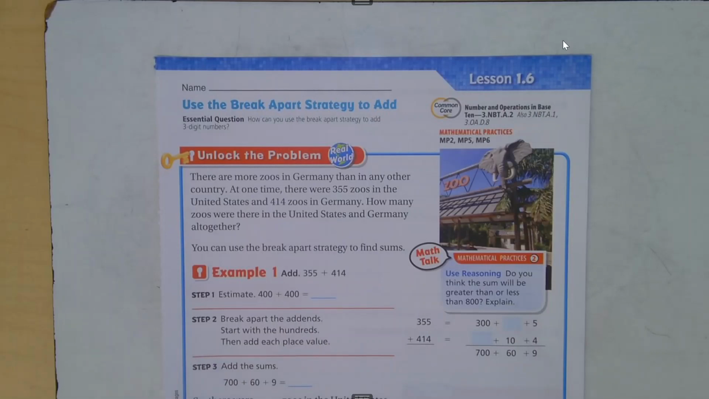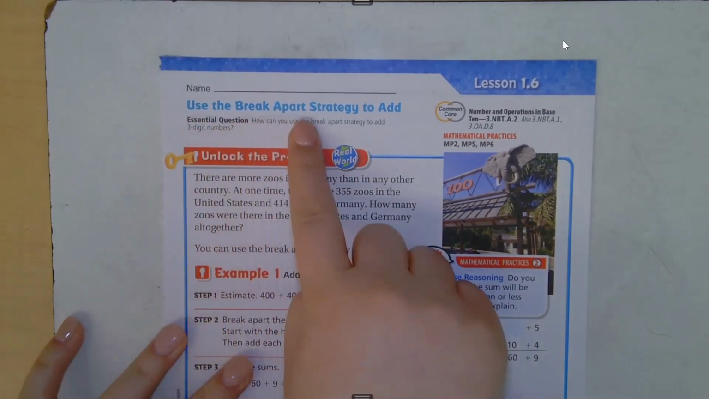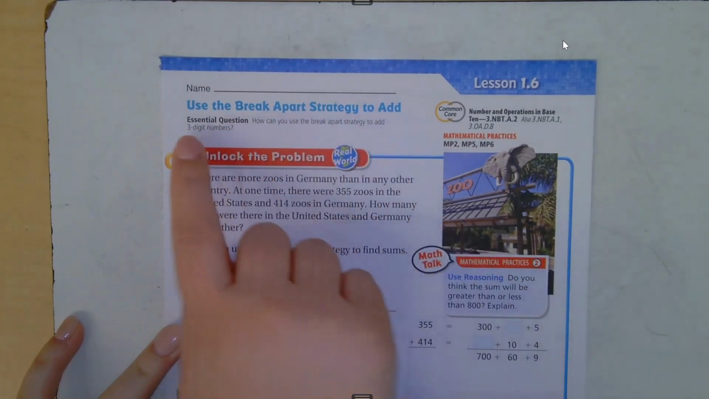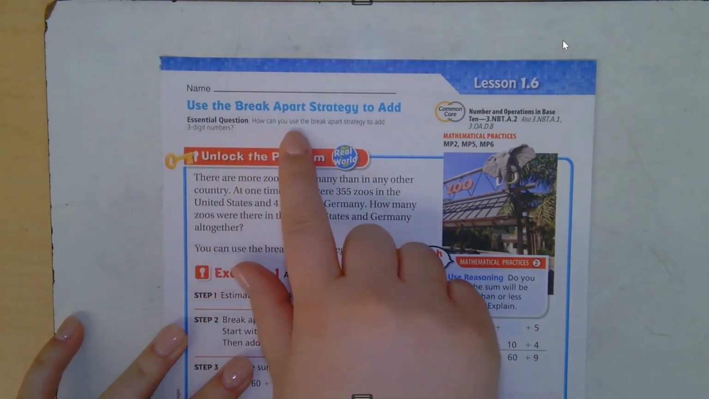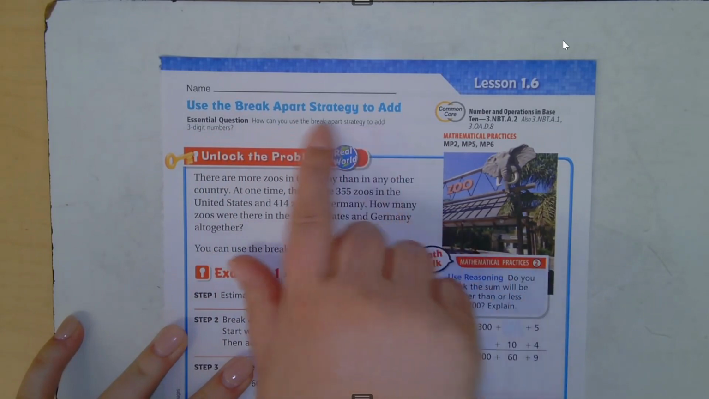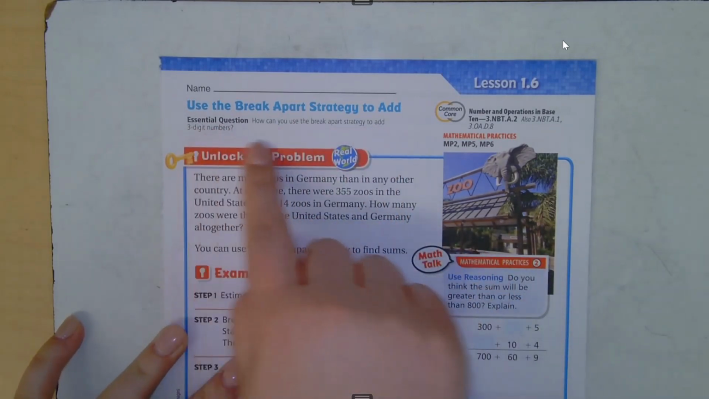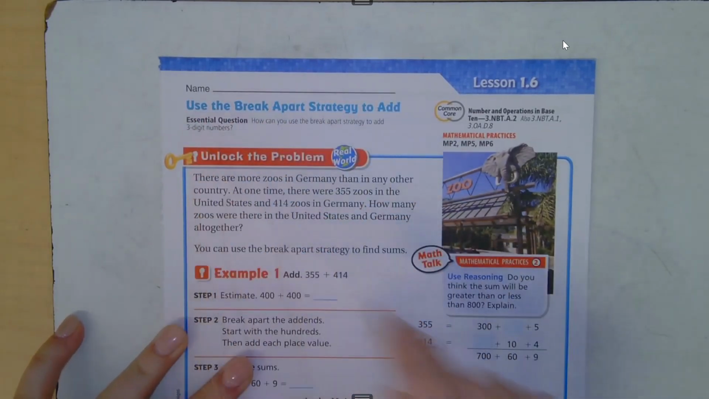Good morning, class. Today our lesson is on 1.6 in your GoMath, and it is going to be about using the break apart strategy to add. Your essential question is, how can you use the break apart strategy to add three-digit numbers?